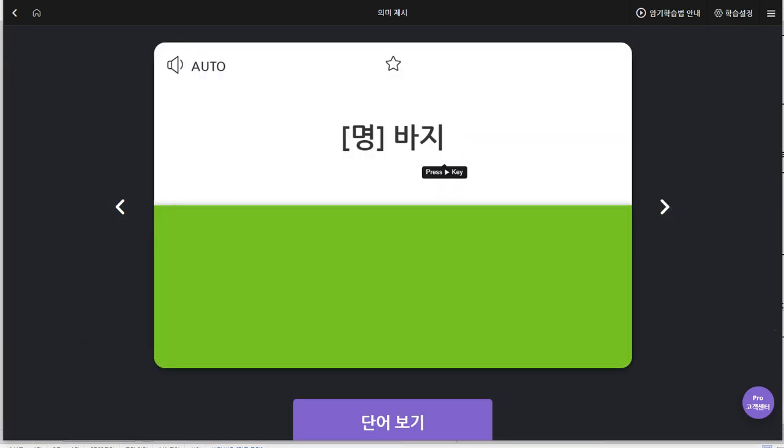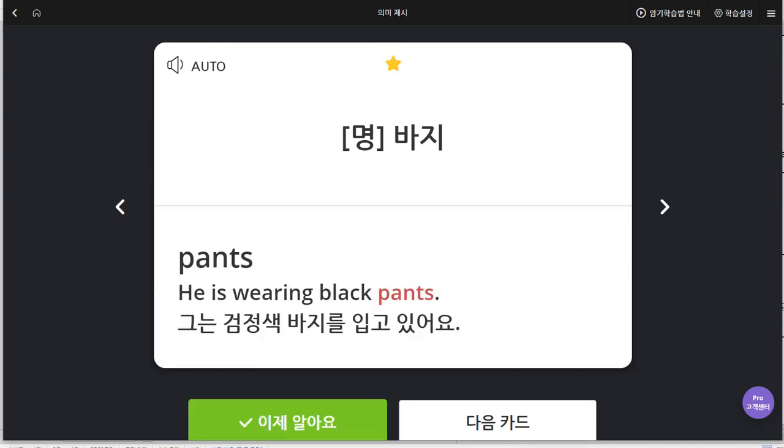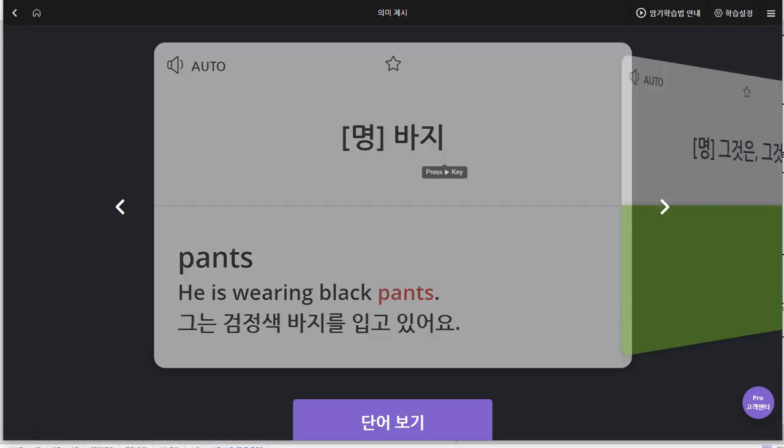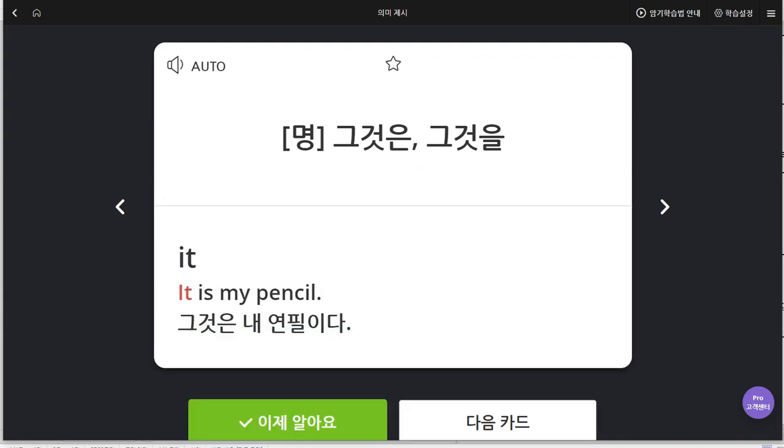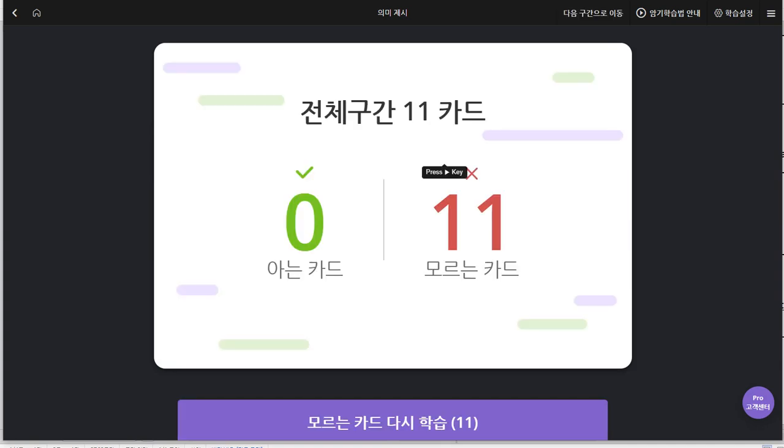그 다음에 바지는? 팬츠죠. Pants. 오케이. 그래서 He is wearing black pants. 까만색 바지를 입고 있는 의미입니다. 그렇죠? 그것은? It. 그것은 내 연필이야. It's my pencil. 네. 요 시험 치고 배웁니다.